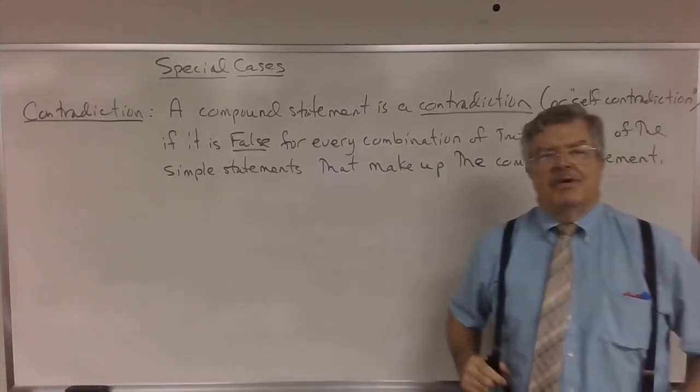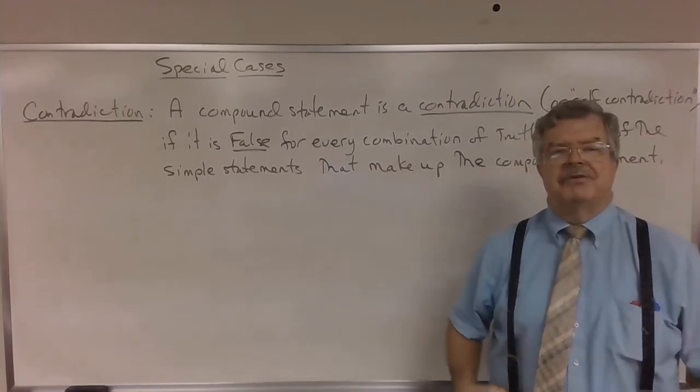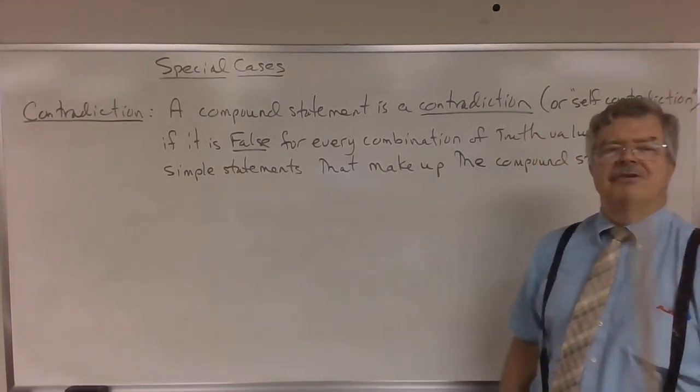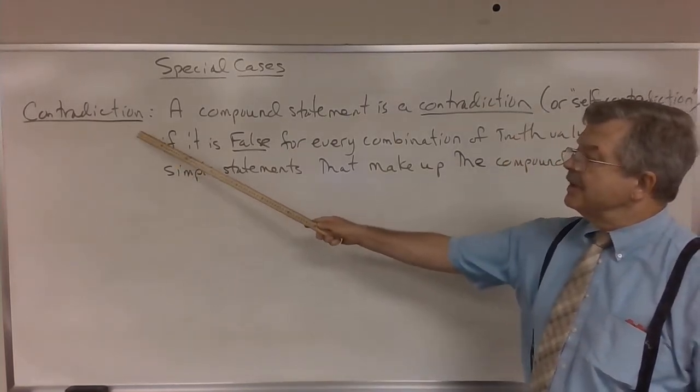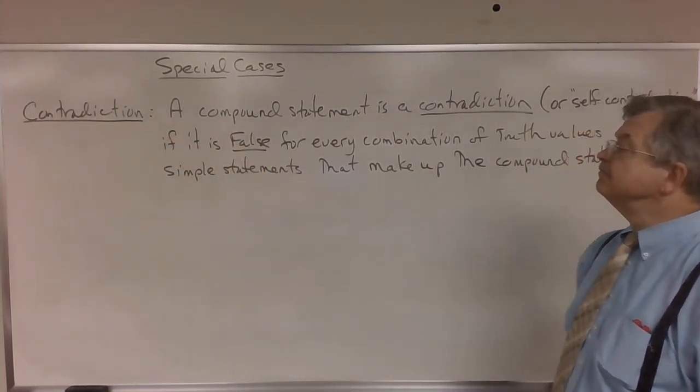A little bit more on statements and truth tables. A couple of things that we didn't see last time. The first thing that we're going to look at is a contradiction.